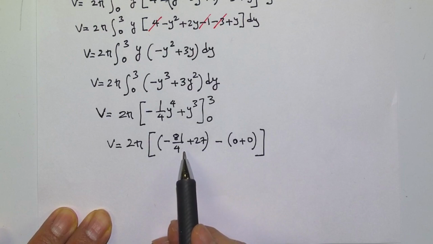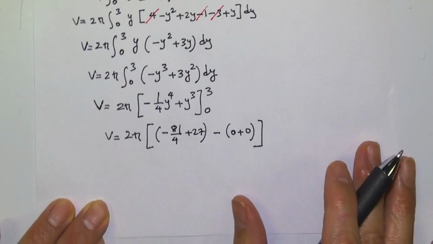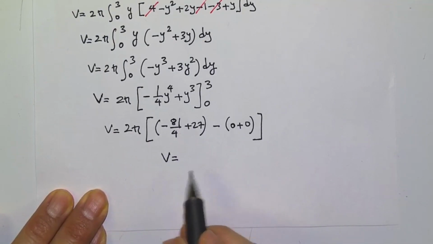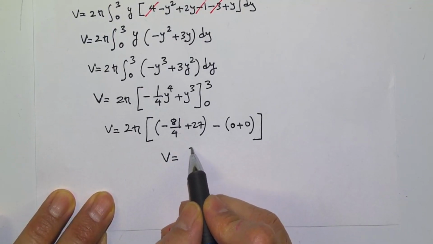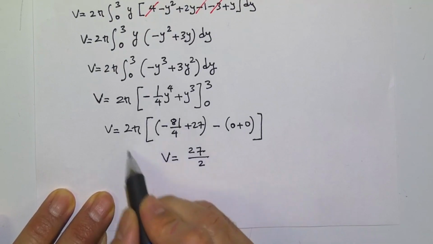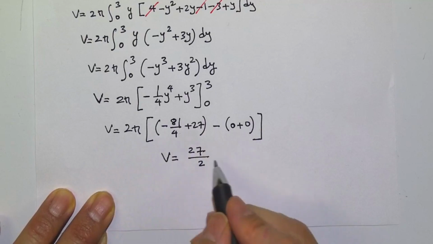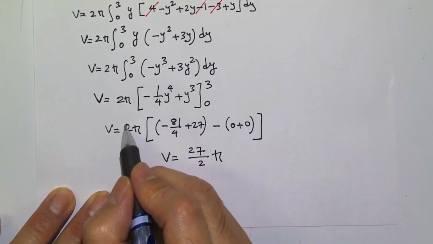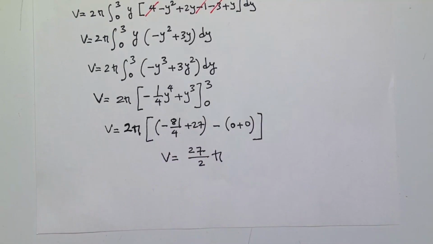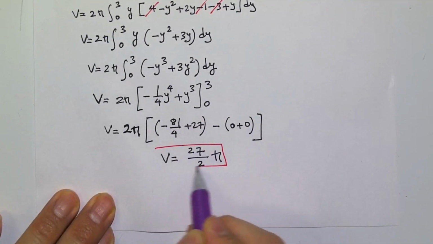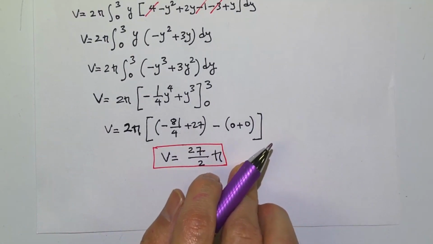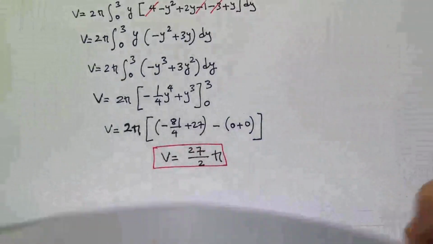108, so 27 over... okay, so I think after simplifying, we should get 27 over 2 pi. Of course, with this on the outside here, right? So this is after simplifying, and I want to verify that very quickly.